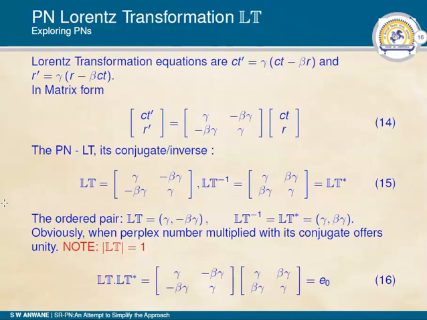Moreover, the product of the Lorentz transformation and its complex conjugate offers us a unit matrix E0. Moreover, if you try to find the mod of the Lorentz transformation and explore the relationship between beta and gamma, actually beta is v by c, the relative speed. Gamma is equal to 1 upon under root of 1 minus beta square. So if you explore this relationship and try to find the mod of the Lorentz transformation, it is unity.